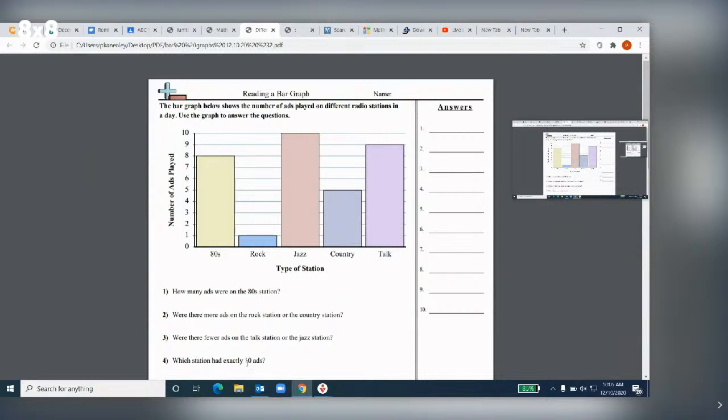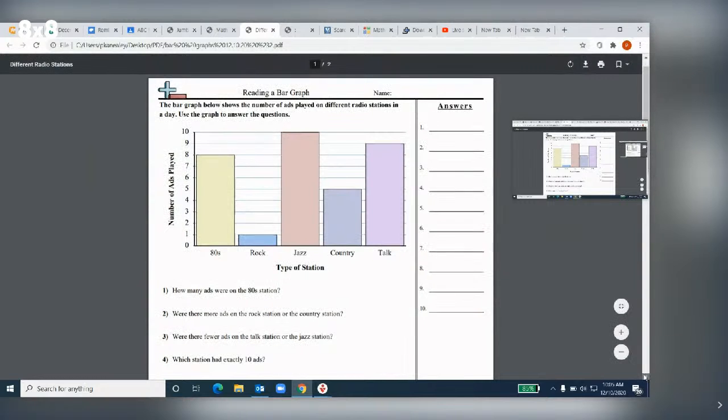And then it says, what station had exactly 10 ads? Well, we just looked at the jazz and the bar graph tops out at 10. So the jazz station had 10 ads.